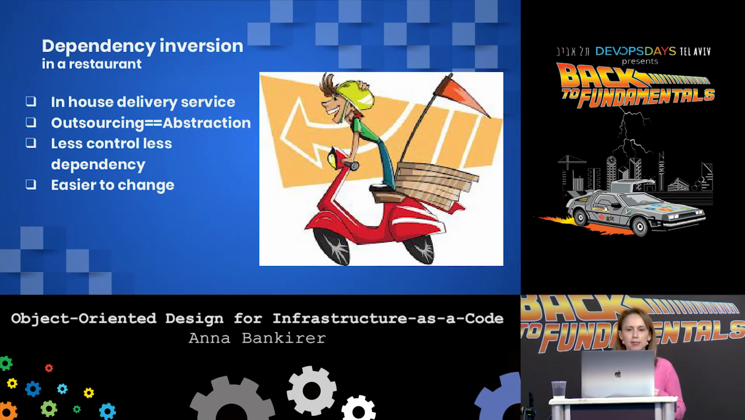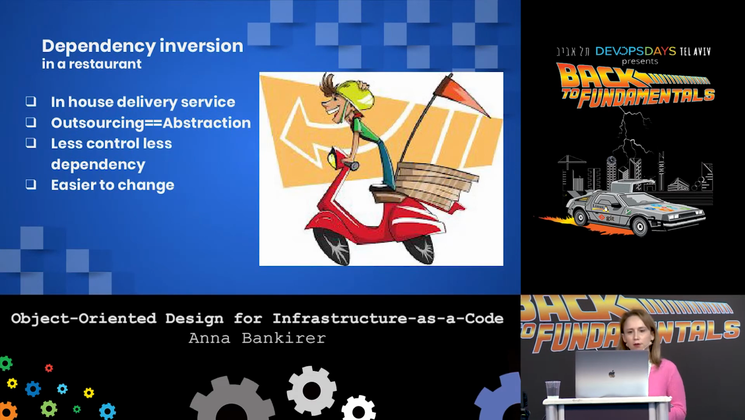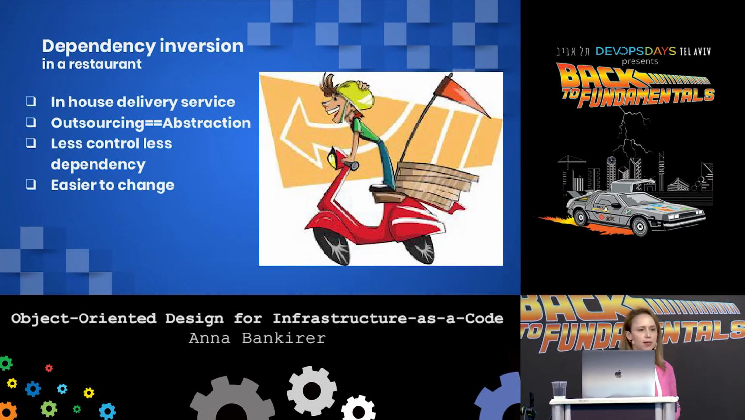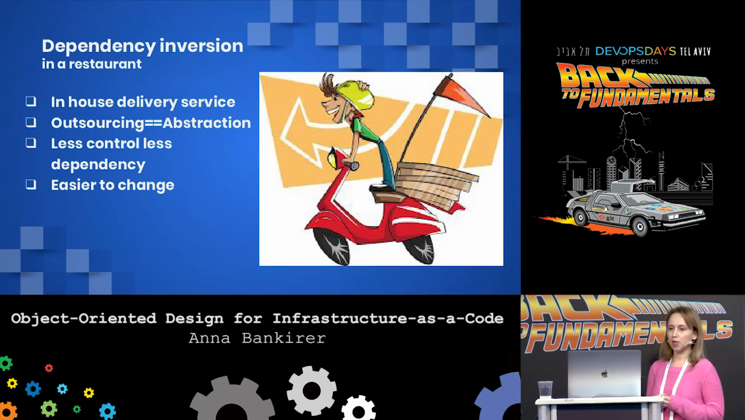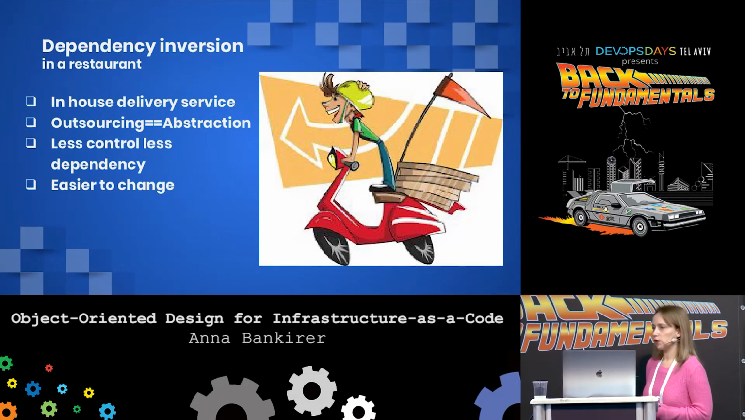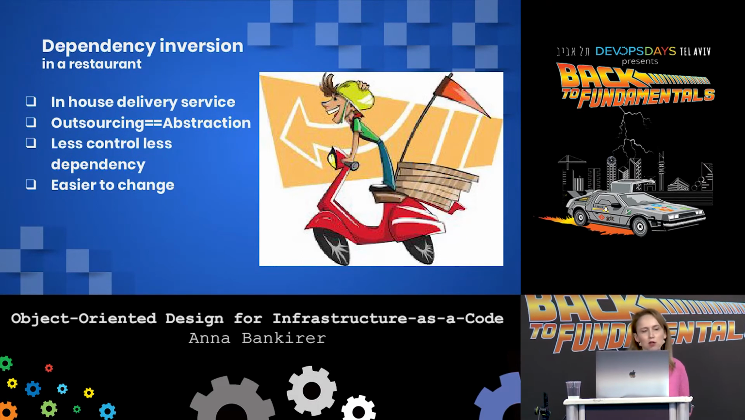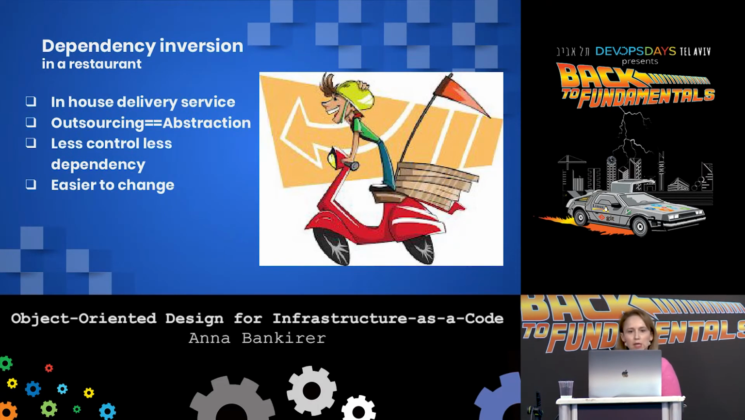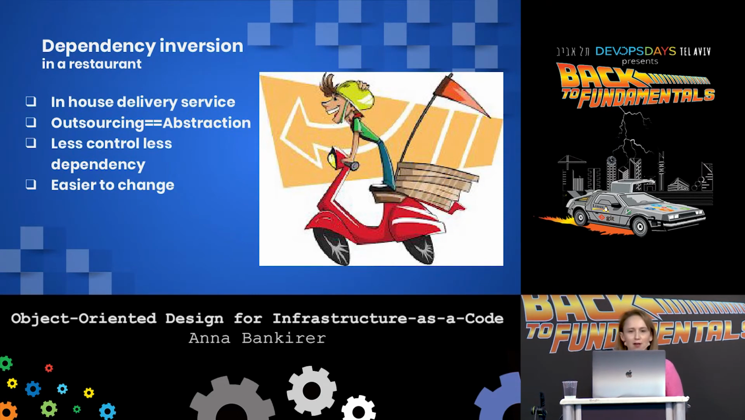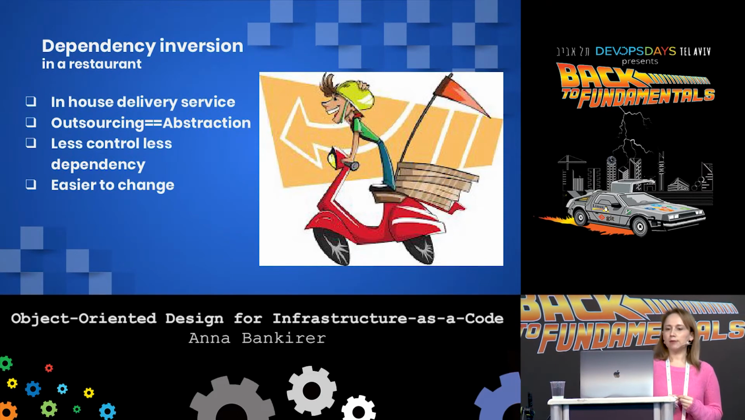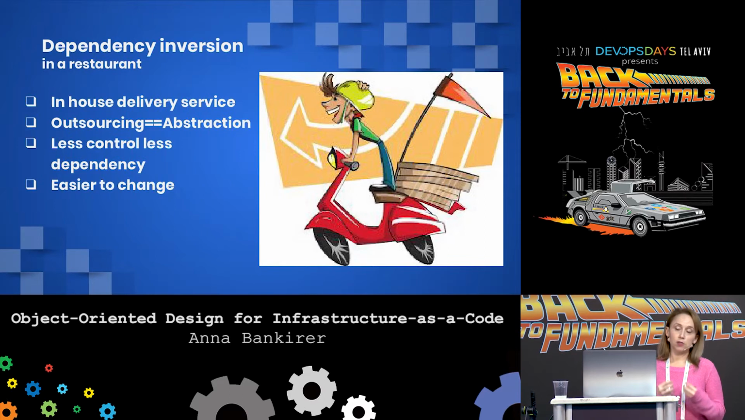You will define exactly what kind of a service you need to provide, but of course you will need to operate the whole thing, to hire the personnel, and hear the complaints of the unsatisfied customers. Another option is to outsource your delivery service, or as we call it in the software world, an abstraction. Now, you can use Vault or some other fancy delivery service, but in both cases, it will reduce the control you have over the service, but it will also reduce the dependency. And in the future, if you would like to change your delivery service, it will be much easier.